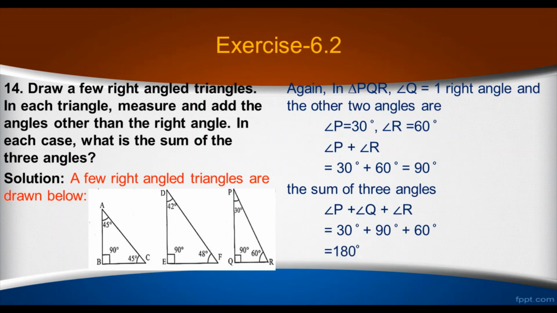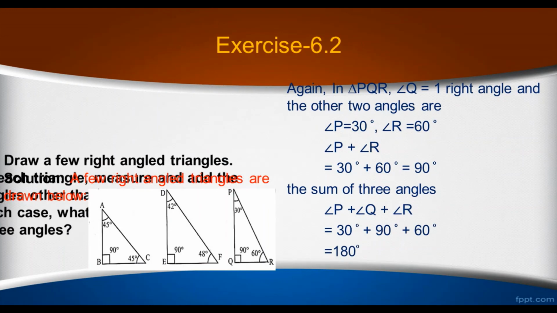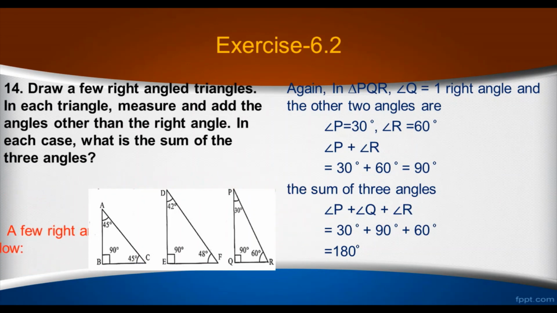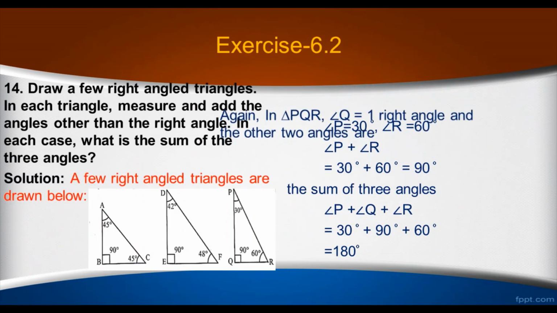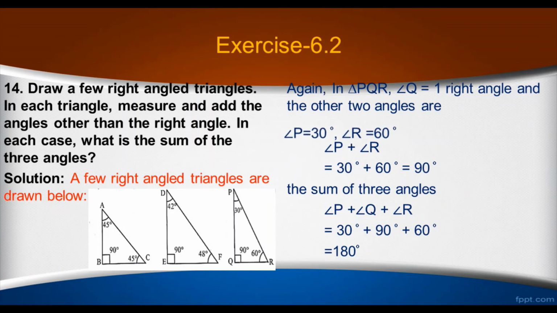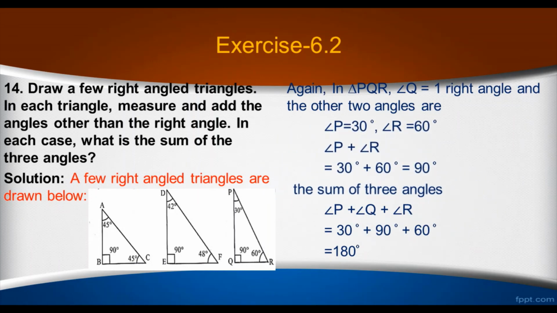180 degrees. So my dear students, from this third figure, triangle PQR, we find that angle P and angle R add up to 90 degrees, and the sum of the total three angles would be 180 degrees.